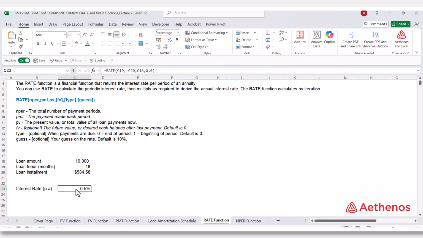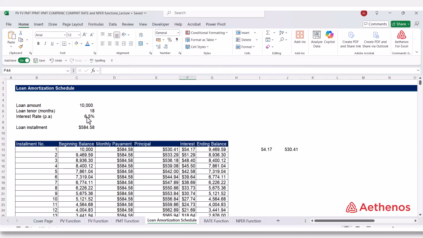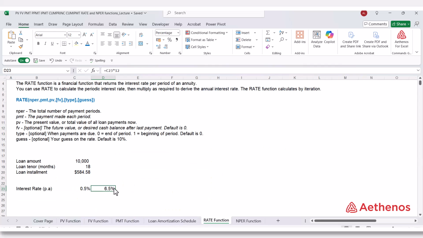So this is actually the monthly rate. To get the annual rate, I will need to multiply this by 12. I'll need to change the formatting here, and I get 6.5% as the effective annual interest rate. This is the same example we did earlier. We applied 6.5% and got the monthly payment of 584.58. So it's the same example, and the interest rate is correct. 6.5% is the effective interest rate in this loan.